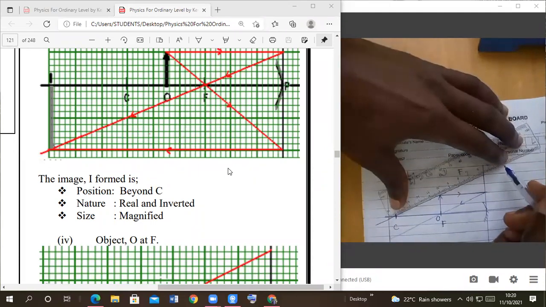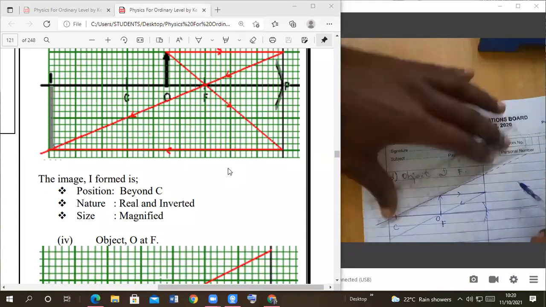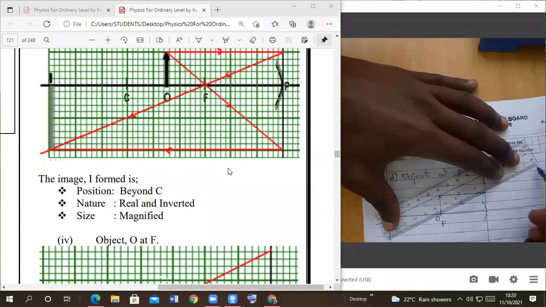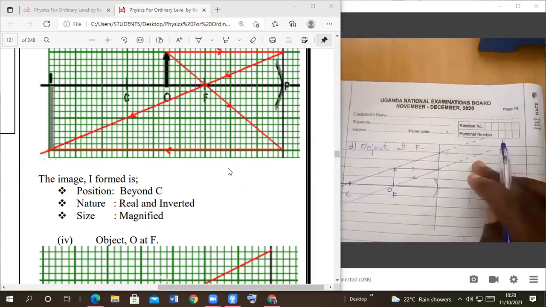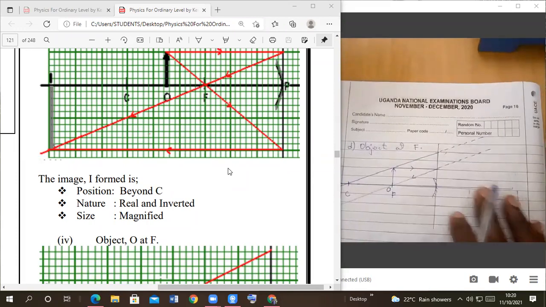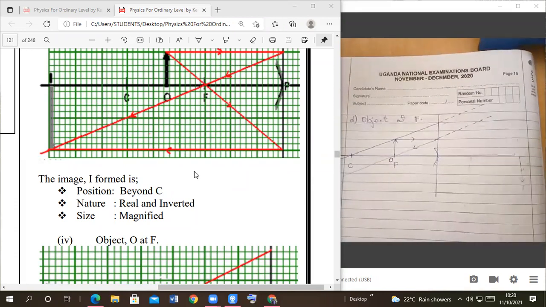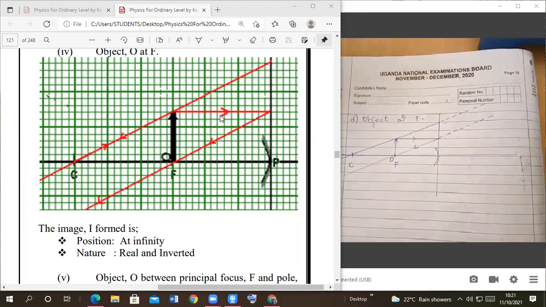You extend it there. Behind there, it will be dotted. Even here, extend this one. Members, are they going to meet? Have you seen any rays meeting here? No. So what does it mean? They are parallel. So we can say the image is going to be formed at infinity. You can see it from there.